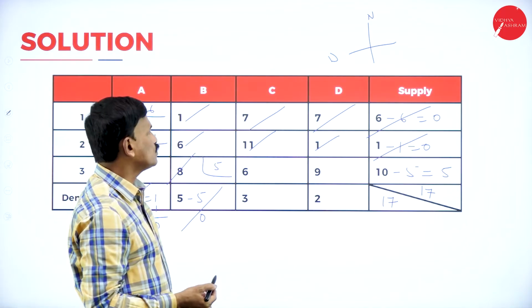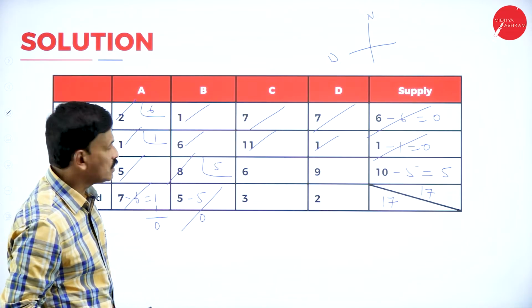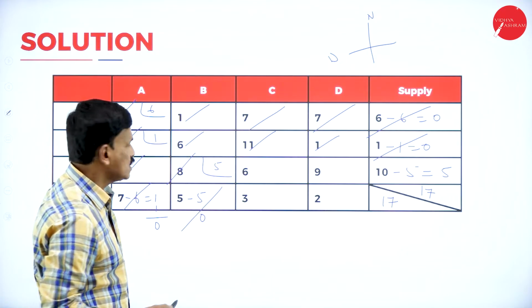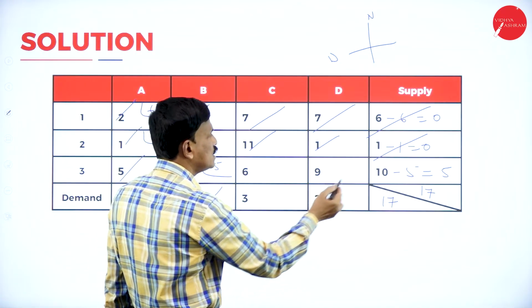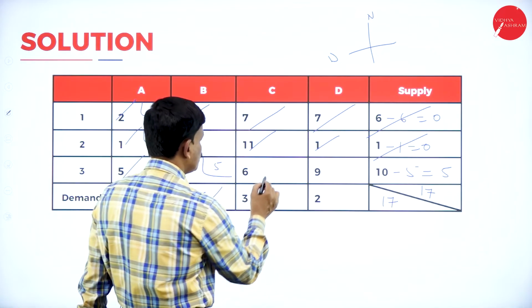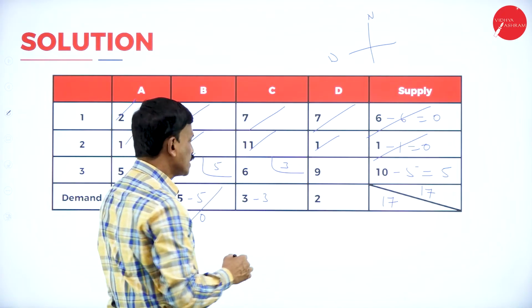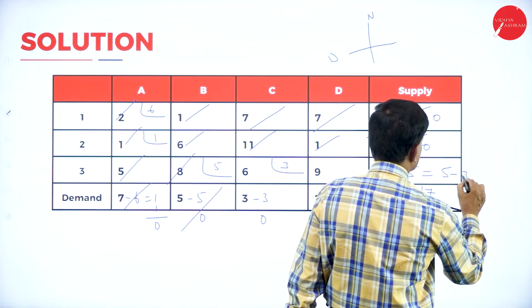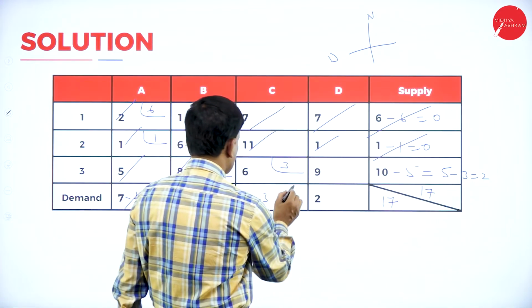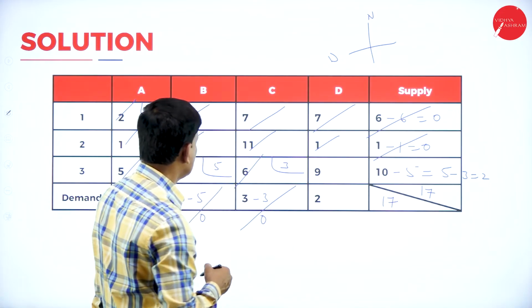Now come to the next northwest element. The northwest element is 6. Here just identify the supply and the demand. Demand is 3 and supply is 5, so 3 is the minimum. We can allocate 3 here. 3 minus 3 is 0. Here 5 minus 3 is equal to 2. Once this becomes 0, we can cancel the elements.